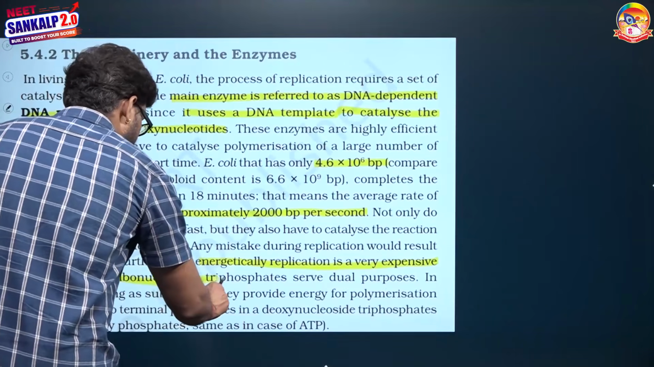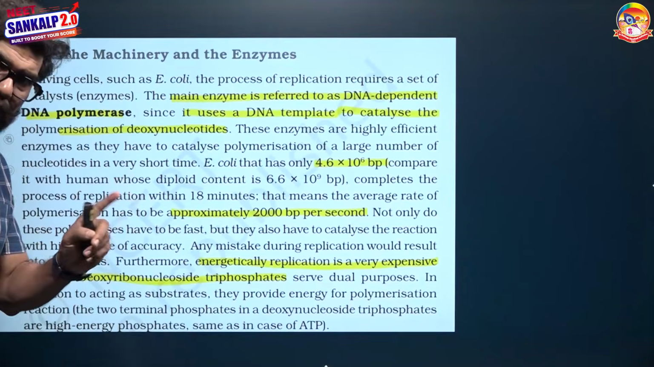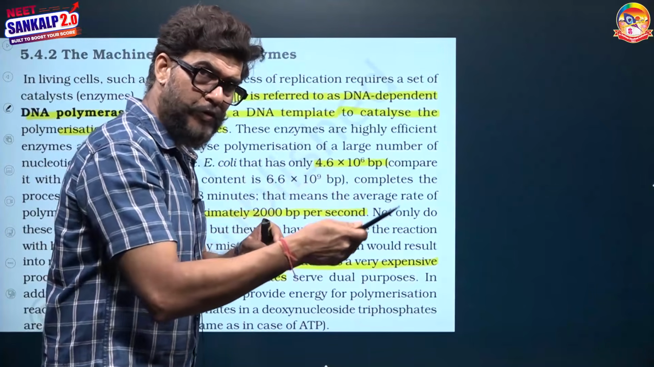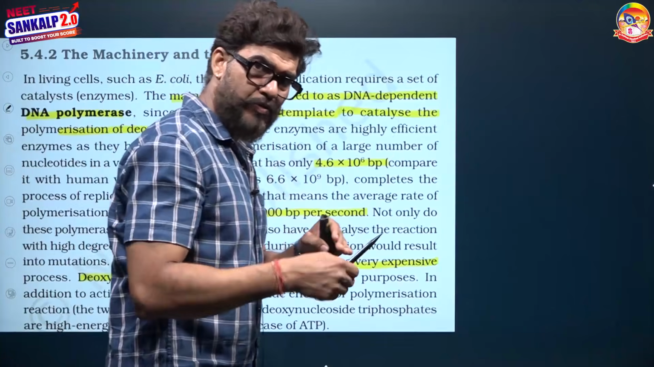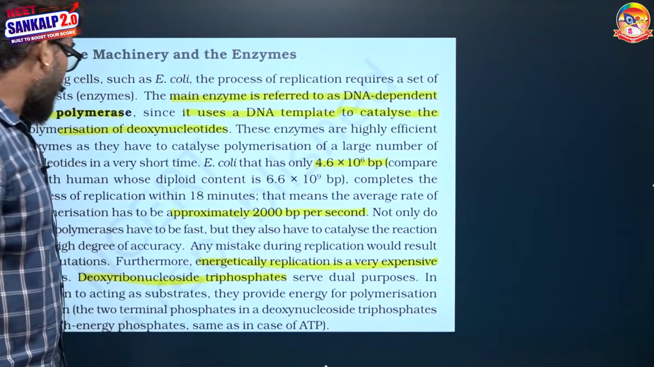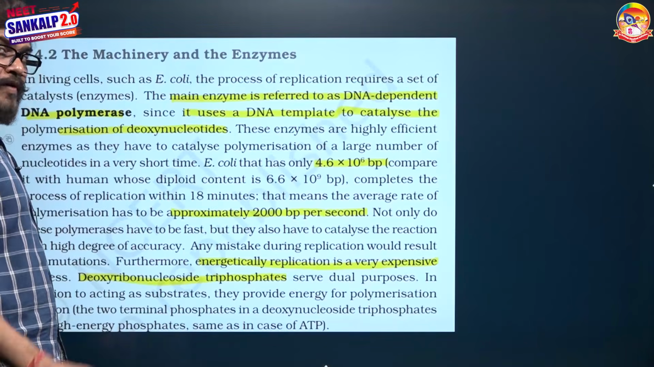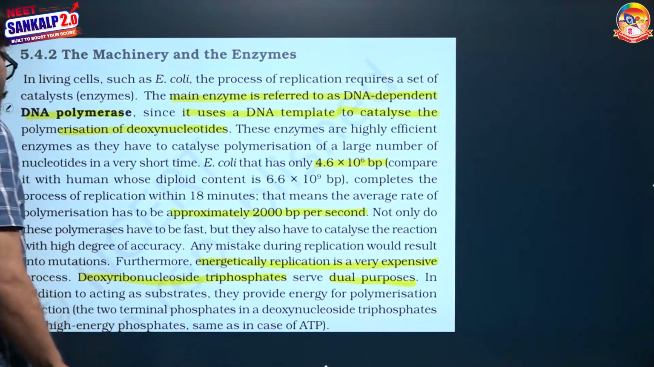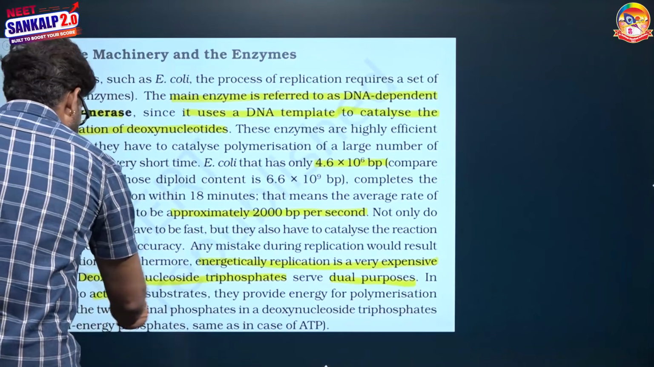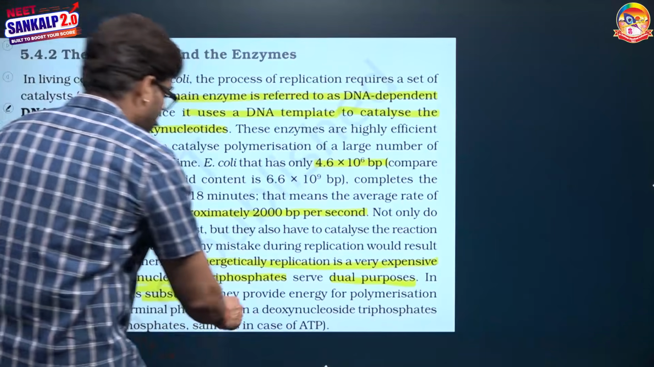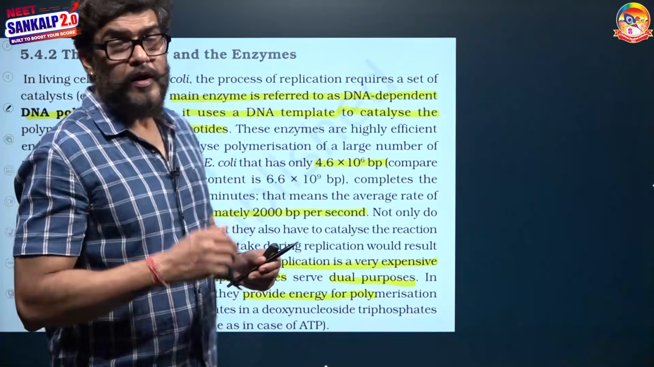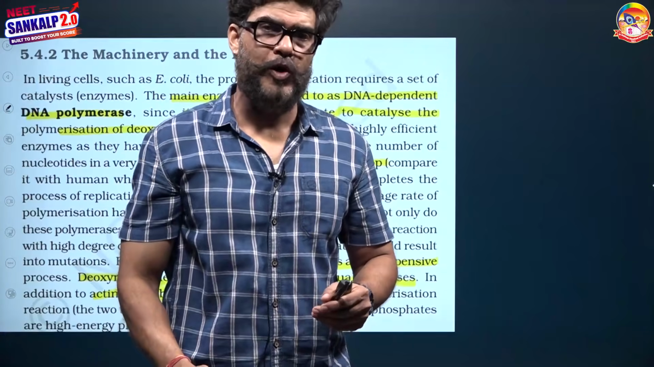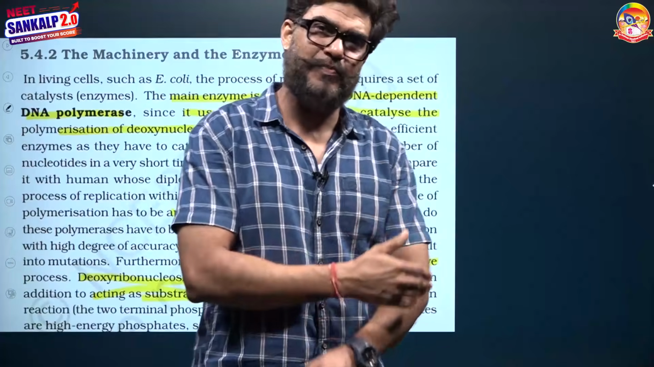Deoxyribonucleotides, very important. Deoxyribonucleoside triphosphate means 1 nitrogen base, 1 sugar and 3 phosphates. While reading this line, be careful: deoxyribonucleoside triphosphates serve a dual purpose. They act as a substrate because they are monomers, and they provide a source of energy, because when deoxyribonucleoside triphosphate participates in polymerization, 2 of its phosphate bonds break and release energy that is used for the polymerization.